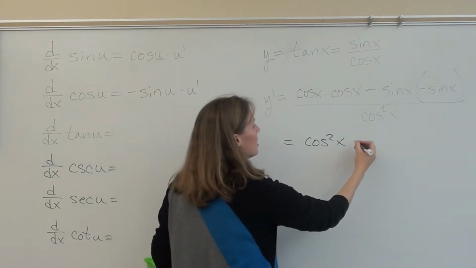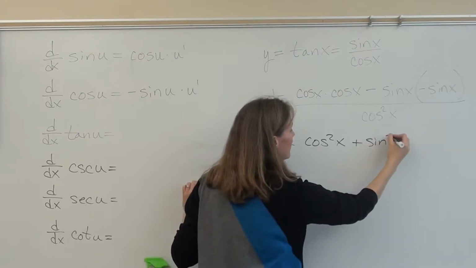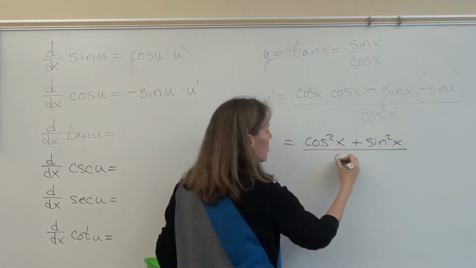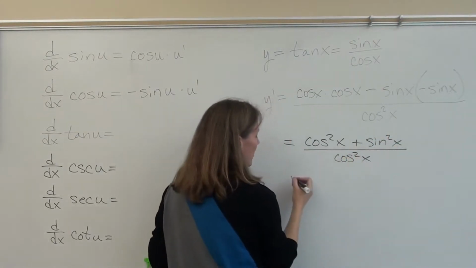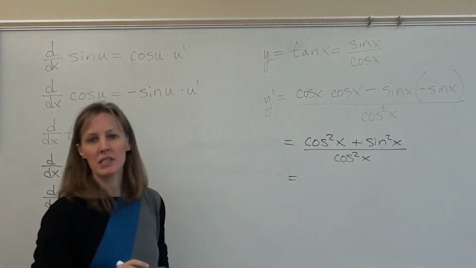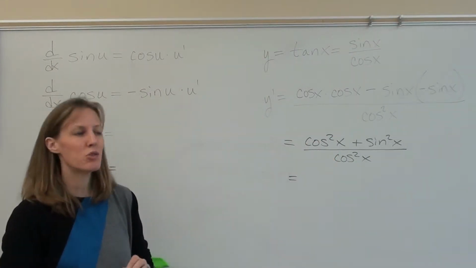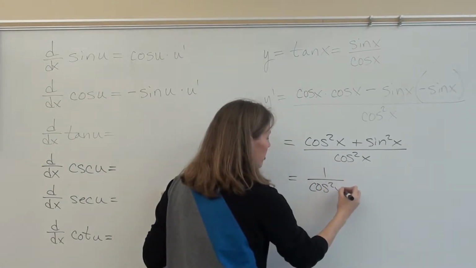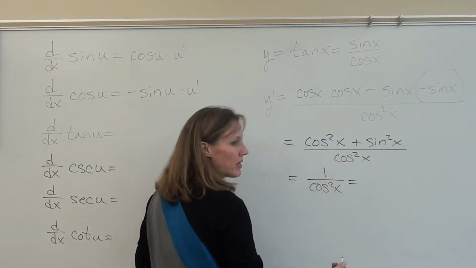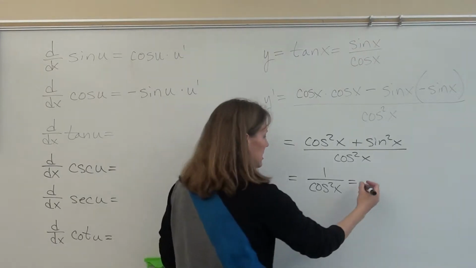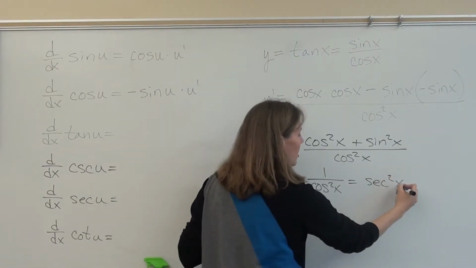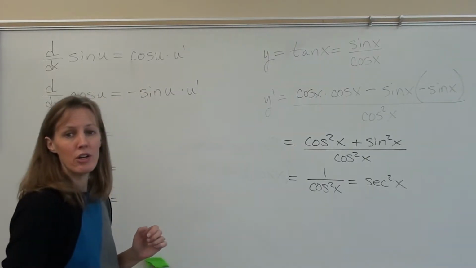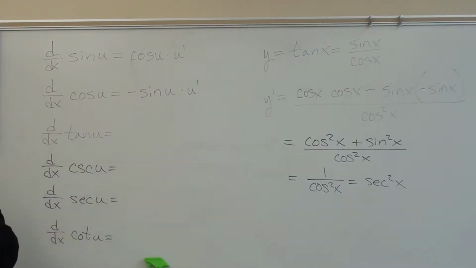So you get cosine squared plus sine squared over cosine squared. Anyone know what cosine squared plus sine squared is? 1. So this equals 1 over cosine squared, which is the same thing as secant squared. So are you telling me the derivative of tangent is secant squared?